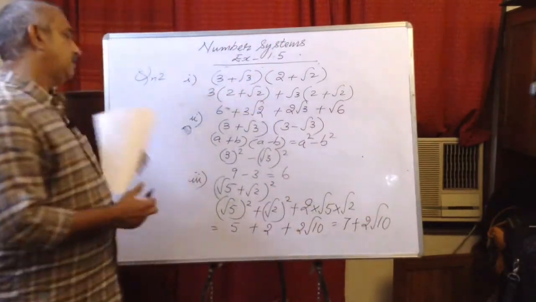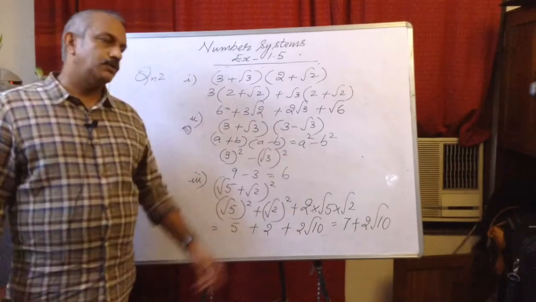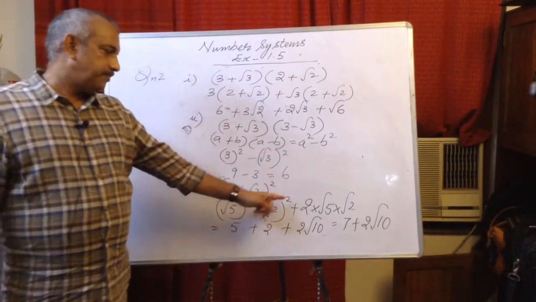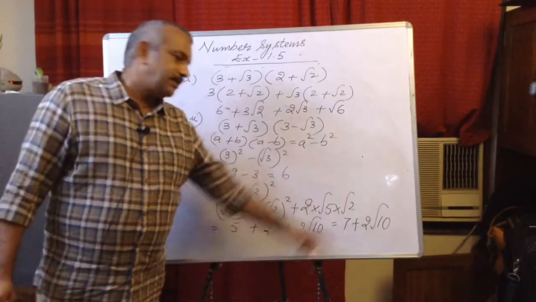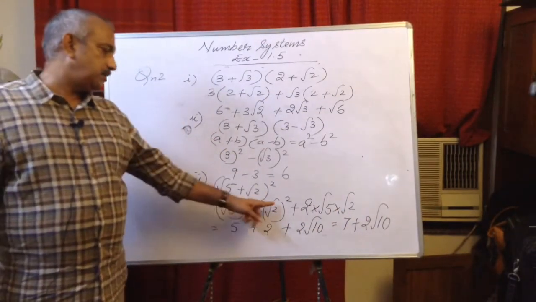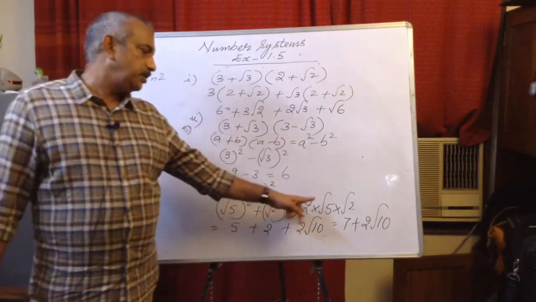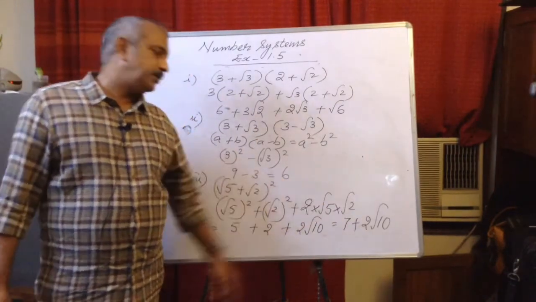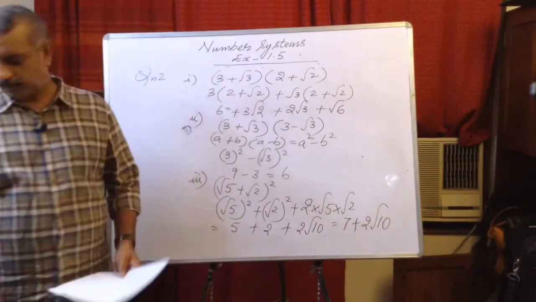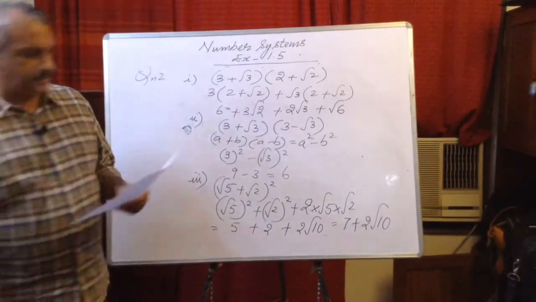See once again, root 5 plus root 2 the whole square. Square of the first term plus square of the second term plus 2 into first term into second term. So square of root 5, 5, square of root 2, 2, 2 into root 5 into root 2, root 10. So 5 and 2 can be added, 7 plus 2 root 10. One more part is there, same only.